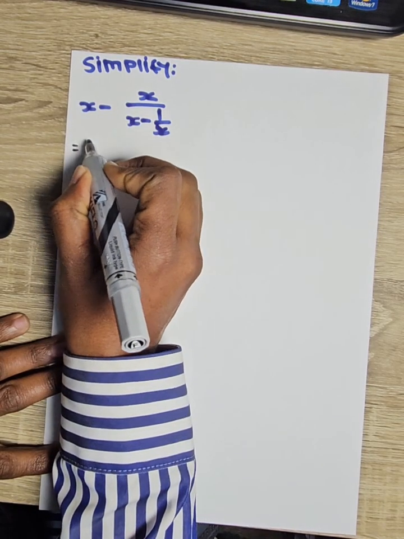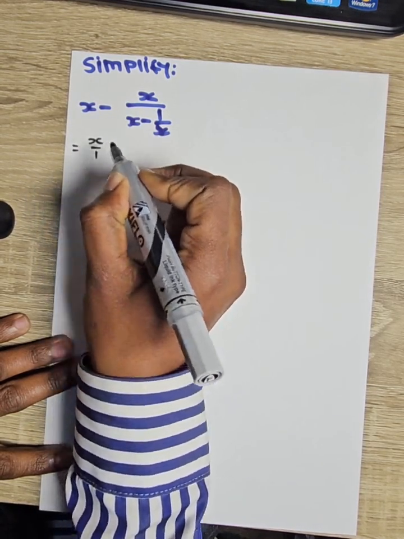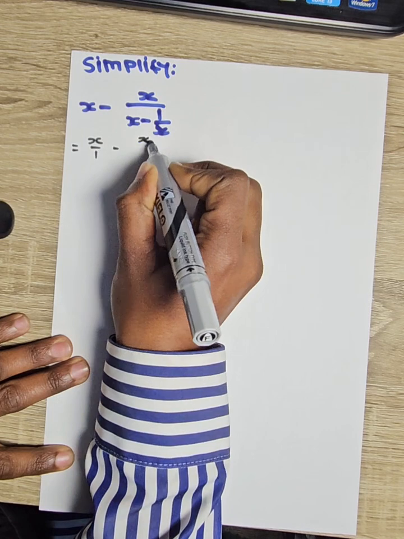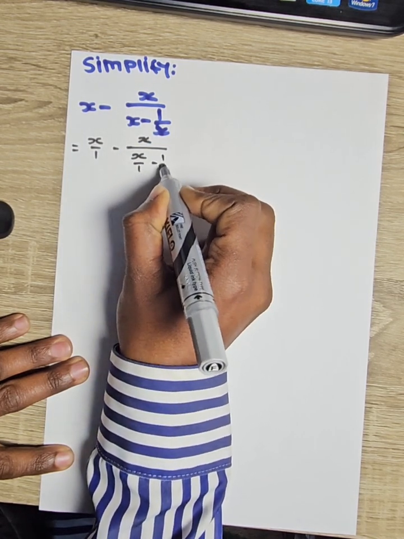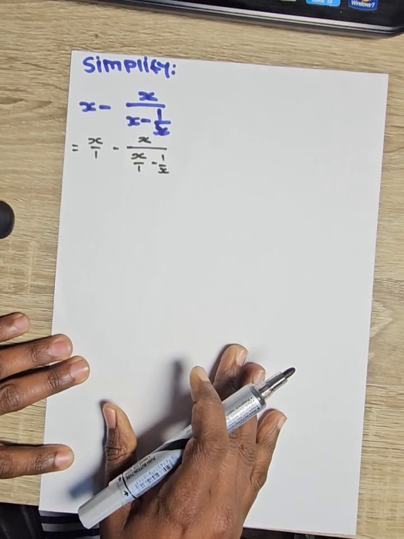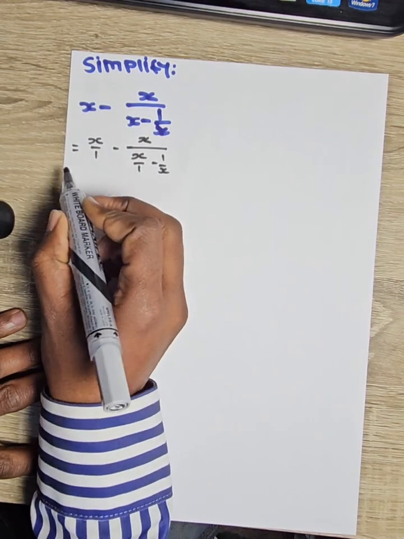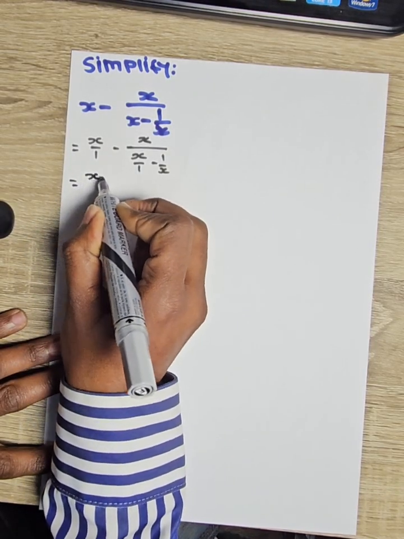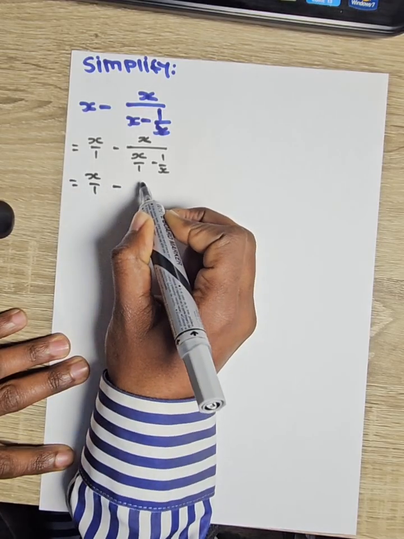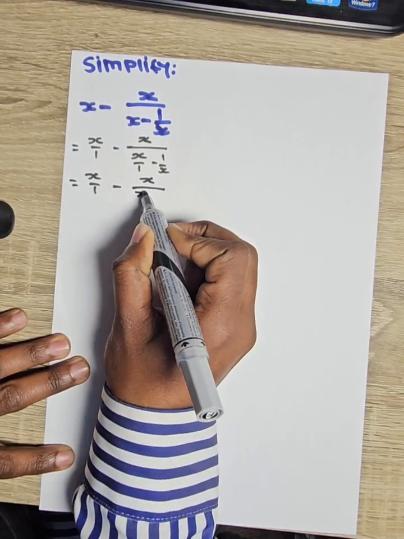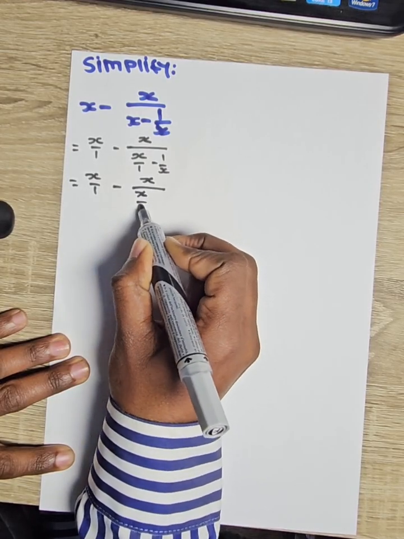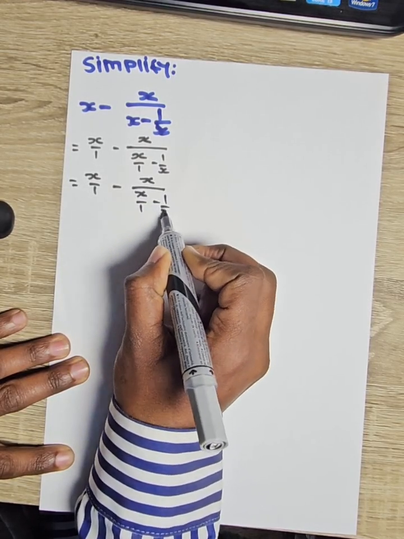I will say this equals x over 1 minus x over 1 minus 1 over x. Why am I doing this? Always I have to make sure I have fractions within fractions. This equals x over 1 minus x over 1 minus 1 over x.